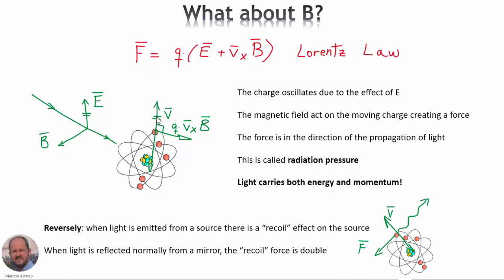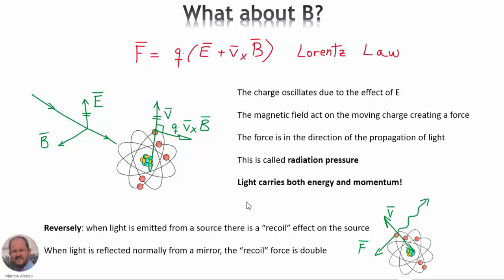And therefore the electrons are going to move, and this movement is going to interact with the magnetic field. So following this expression here, we can see that the force that is going to be exerted on the electron is q times the velocity cross product the magnetic field. So there is a force in the same direction as the movement of the electromagnetic radiation. So the electromagnetic radiation is generating at the end a pressure on the matter, and this is called the radiation pressure. So we can now see that light carries not only energy but also momentum.